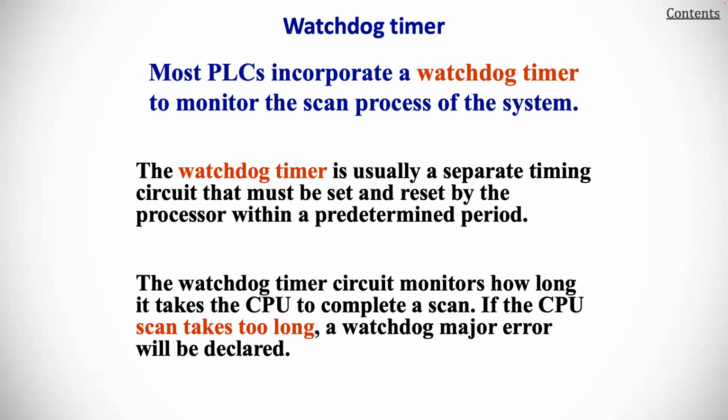Most PLCs incorporate a watchdog timer to monitor the scan process of the system. The watchdog timer is usually a separate timing circuit that must be set and reset by the processor within a predetermined period. The watchdog timer circuit monitors how long it takes the CPU to complete a scan. If the CPU scan takes too long, a watchdog major error will be declared.